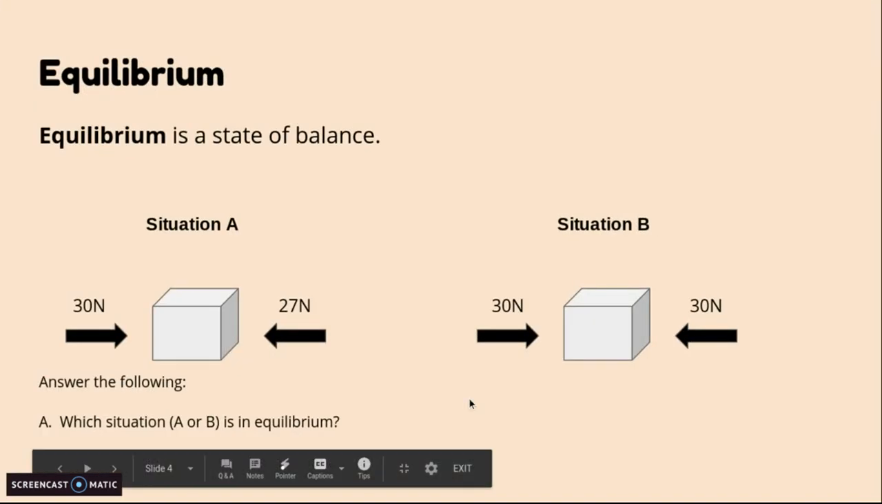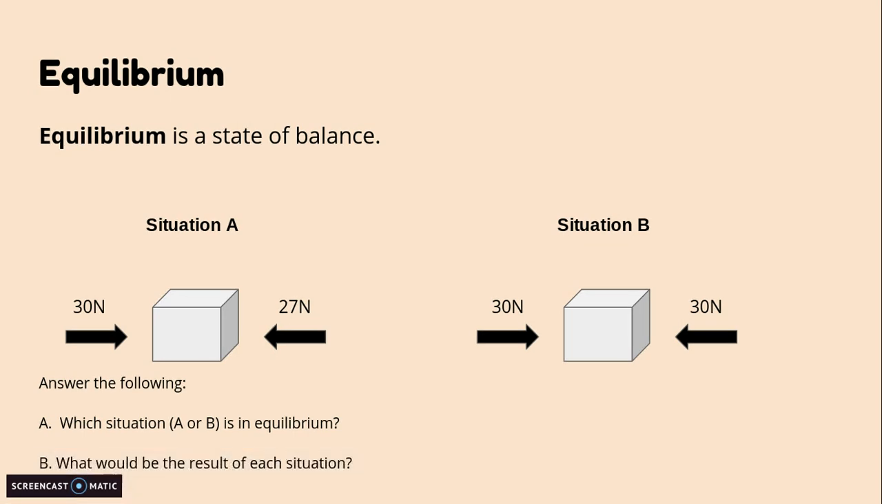Okay. Equilibrium. This is a fancy word for just saying the state of balance. So nothing's happening. That ties back to the first law, where we said an object stays at rest. When it's at rest, it's in equilibrium. So, taking that into consideration, let's answer these questions. Which situation, A or B, is in equilibrium?